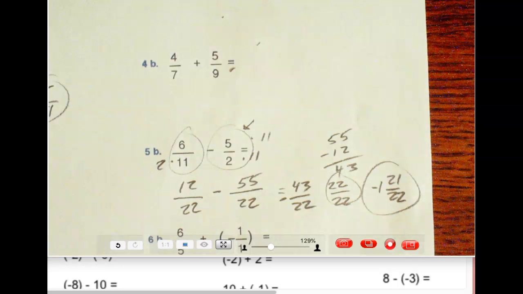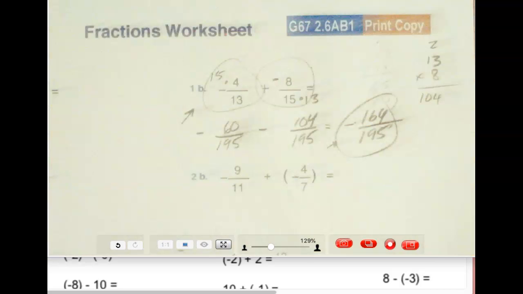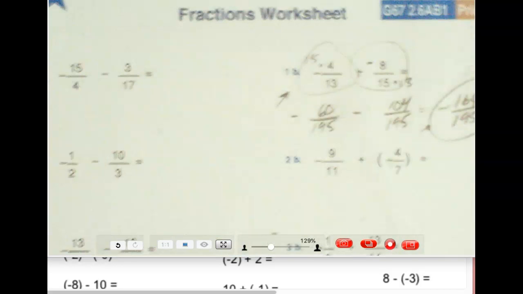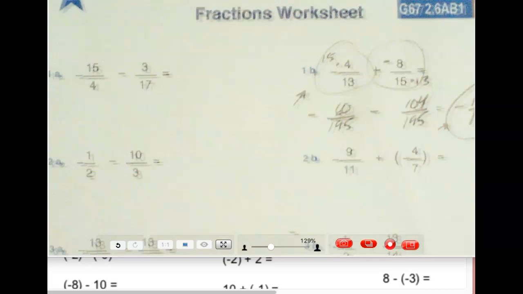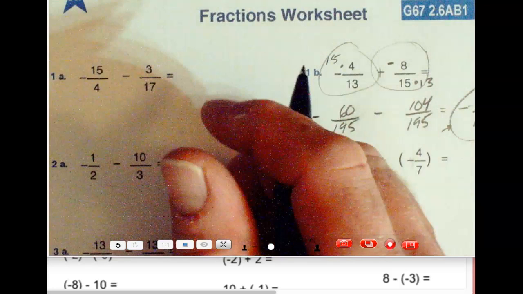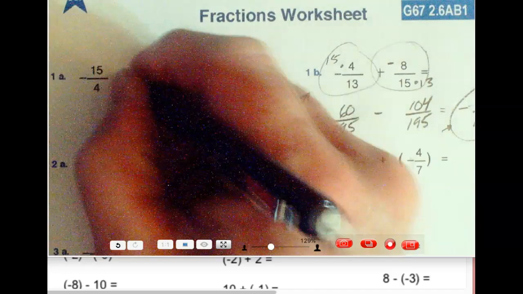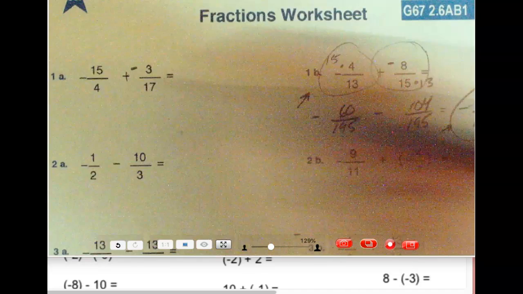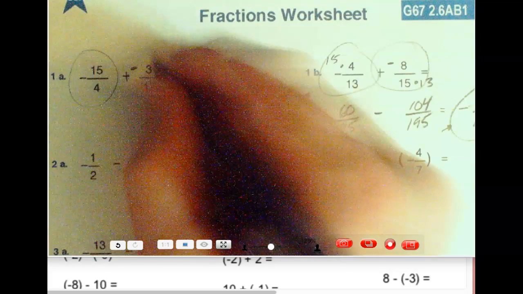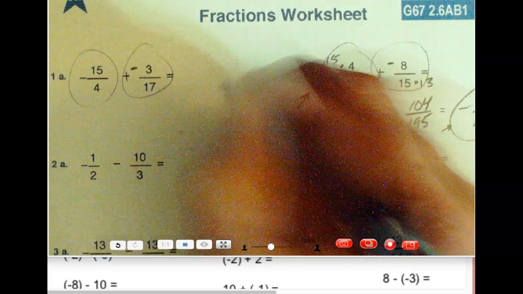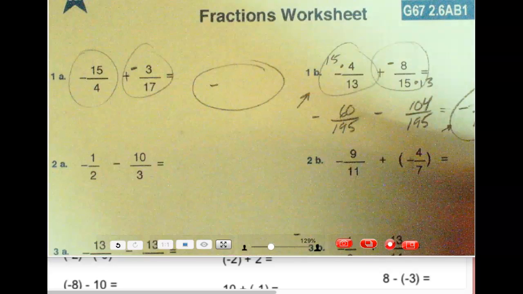Okay, let's jump up and do a couple at the top here, and then we'll call it a day. Let's start with negative 1. We've got negative 15 fourths plus a negative 3/17. Well, we'll change this to plus and negative, so I can see that really I'm adding here. I've got two negative fractions, and I'm just going to have a bigger negative number. So I'm all set up.